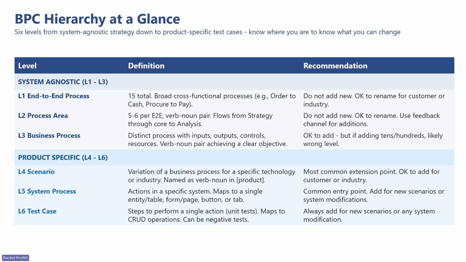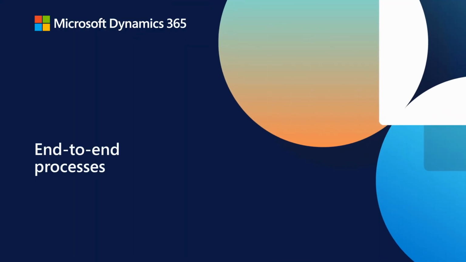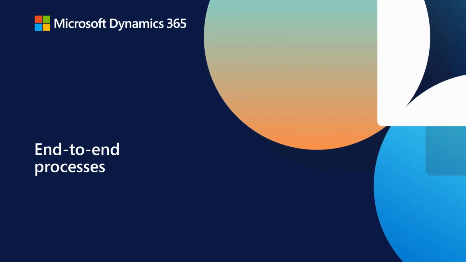There's a lot of information on this slide, and it's really just a reference slide, so I'm not going to read all of this text to you. The key takeaway is the split. Levels 1 through 3 are describing the business and they're system agnostic. This includes the end-to-end processes, process areas, and business processes. Levels 4 through 6 are product-specific and execution-focused. We'll take a much closer look at each one of these throughout today's presentation. So let's go ahead and get started by starting at the top level with the end-to-end processes.